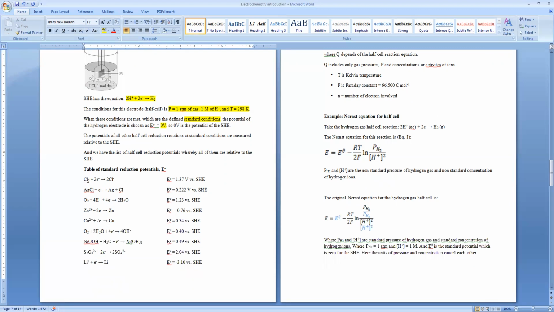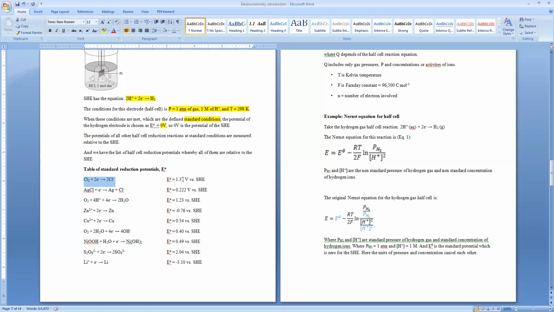Okay, all of these reactions happen at a standard condition. For example, for the first reaction, the chlorine gas is at 1 atmosphere pressure, the chloride ion is at 1 molar, and the temperature is 298 Kelvin. Therefore, the potential of this first reaction is 1.37 volts versus the standard hydrogen electrode. Okay, so that is the value. This is how we measure potential.